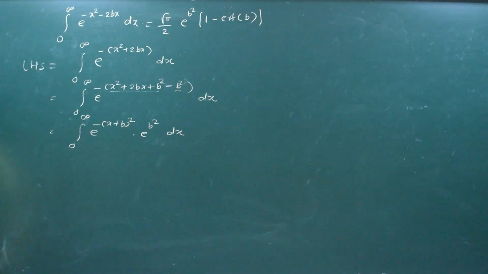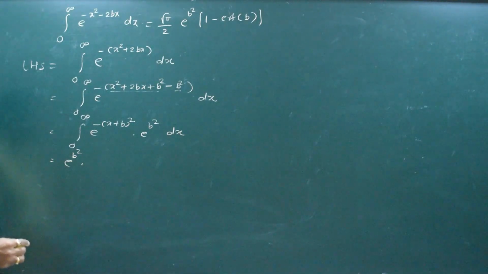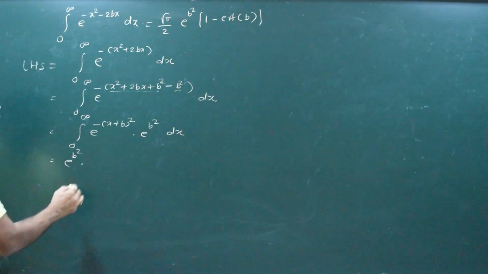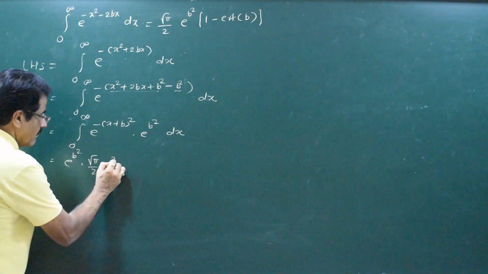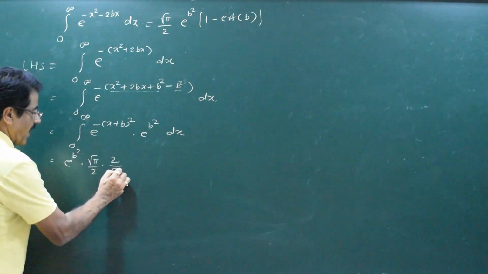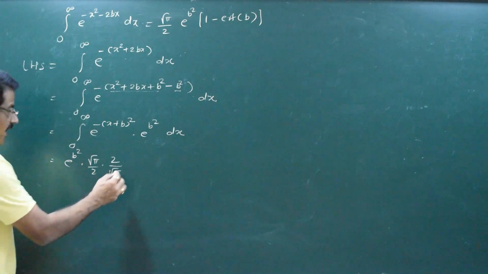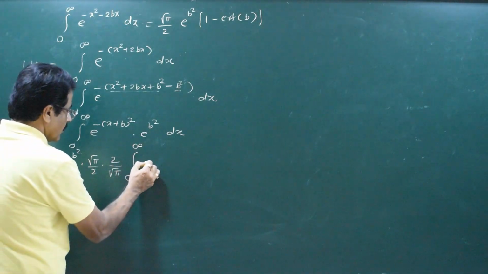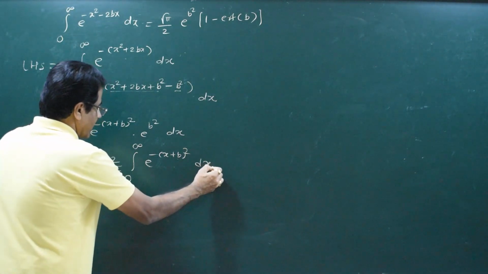Now next we are going to take e raised to b square outside. So e raised to b square as well we are going to multiply and divide by 2, as well multiply and divide by root pi to get the definition of error function. So here we can write root pi upon 2 multiplied by 2 upon root pi. So multiply by 2, divide by 2, multiply by root pi, divide by root pi into integration 0 to infinity e raised to minus x plus b whole square dx.